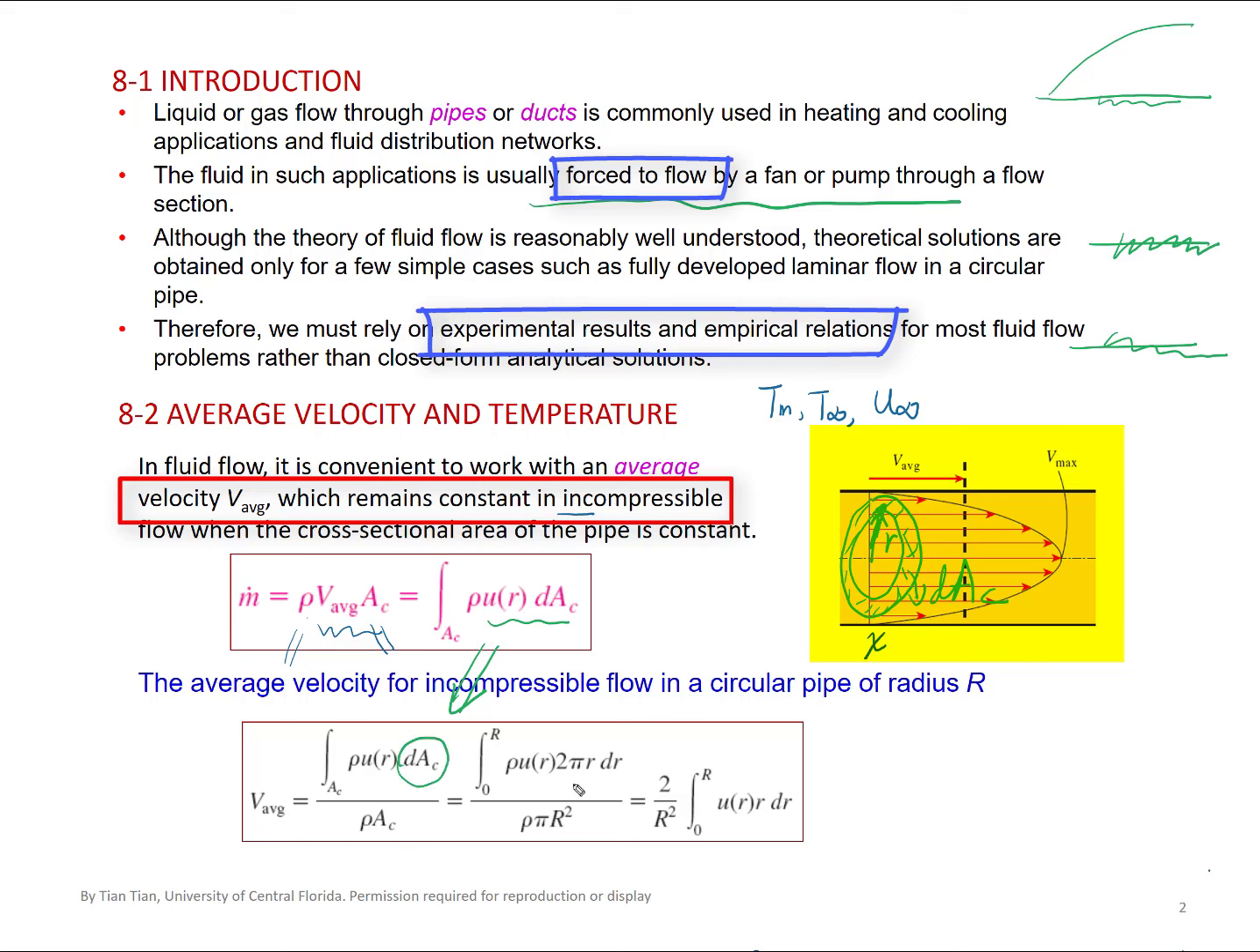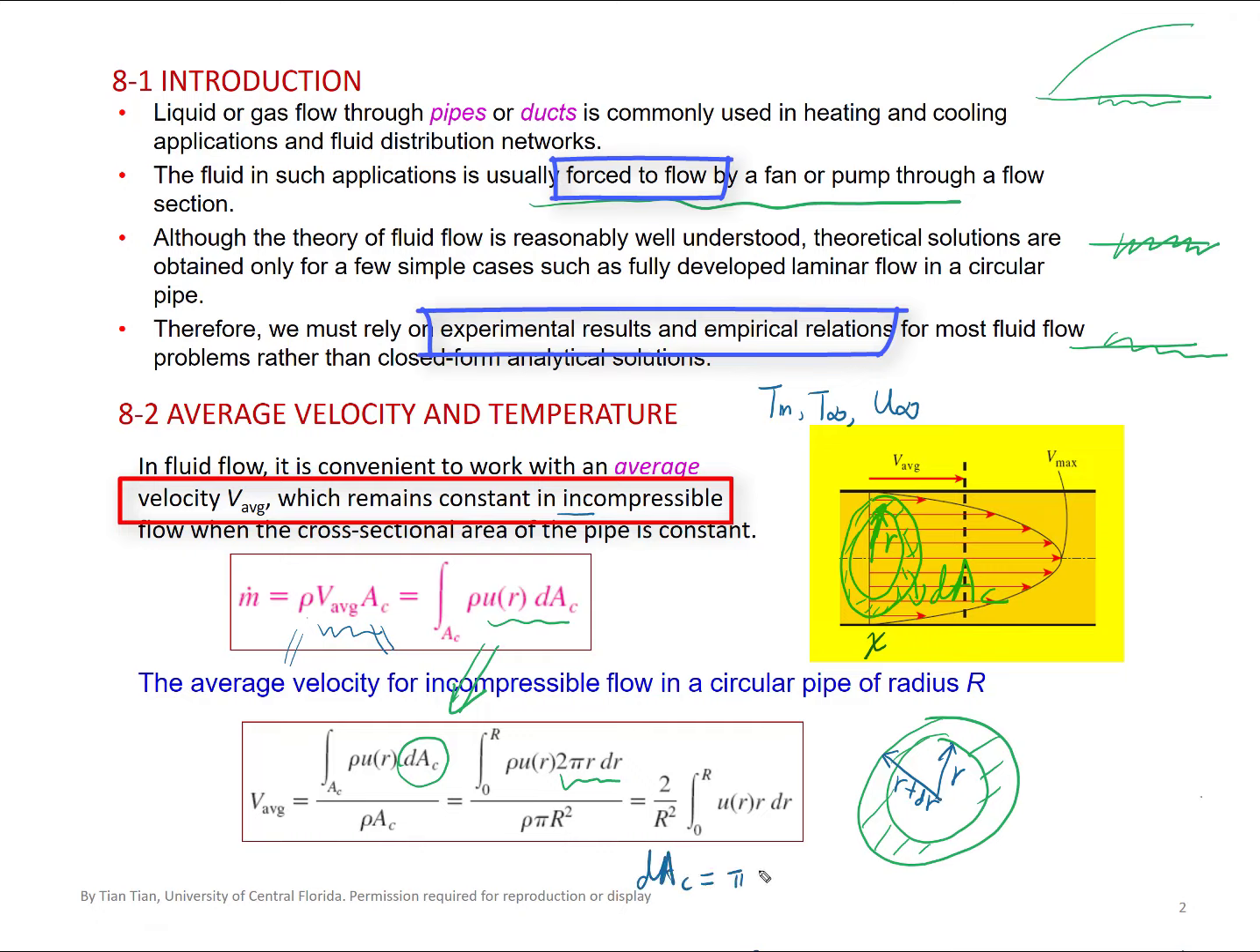Here, this dAc is 2 pi r dr. Remember, dAc is the area of this infinitesimal ring. The inner radius is r, the outer radius is r plus dr. And this dAc is pi (r plus dr) squared minus pi r squared. And this is pi r squared plus dr squared plus 2r dr minus pi r squared.